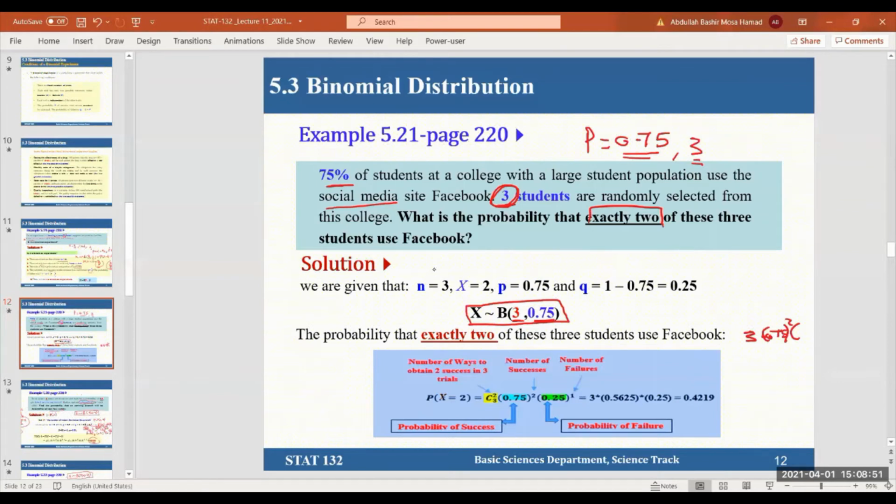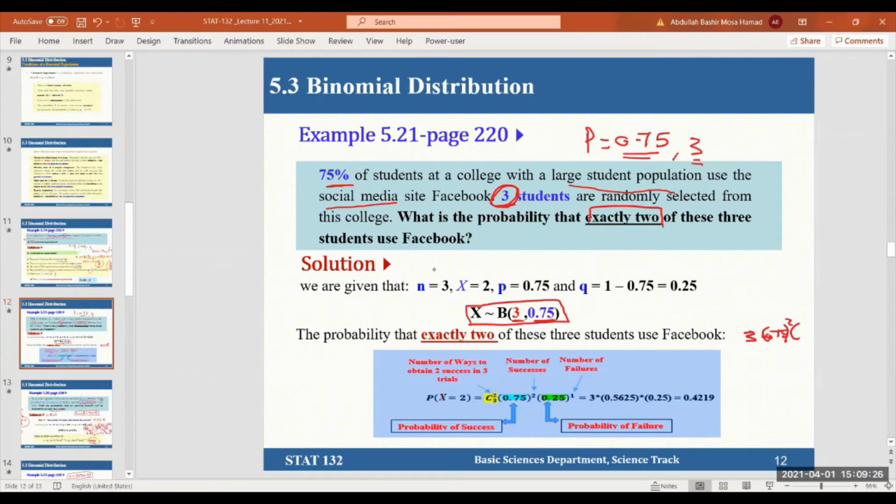It is binomial, yes. Why binomial? Because using Facebook or not. Is it independent? Yes, independent. Why independent? Because of the large student population, like 50, 60,000, too much. So it is independent. So the probability of success, which is 0.75, remains the same? Yes, it is the same. So now X distributed binomial with 3 and 0.75.